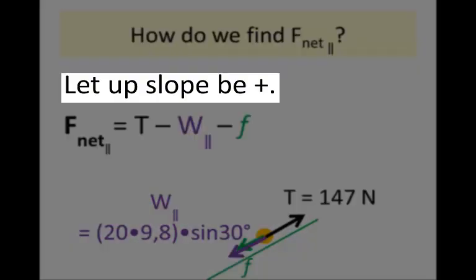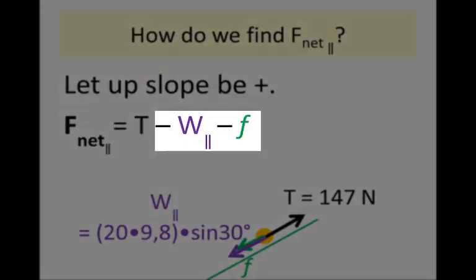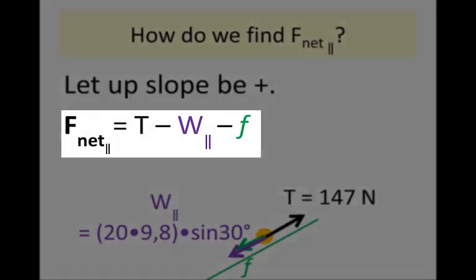We choose one of these directions to be positive. Since the object is going to move up the slope, let's choose up the slope to be positive. So to find the net force acting on this object parallel to the slope, we add the forces up the slope and subtract from that the forces down the slope. Fnet parallel equals tension minus weight's parallel component minus friction.